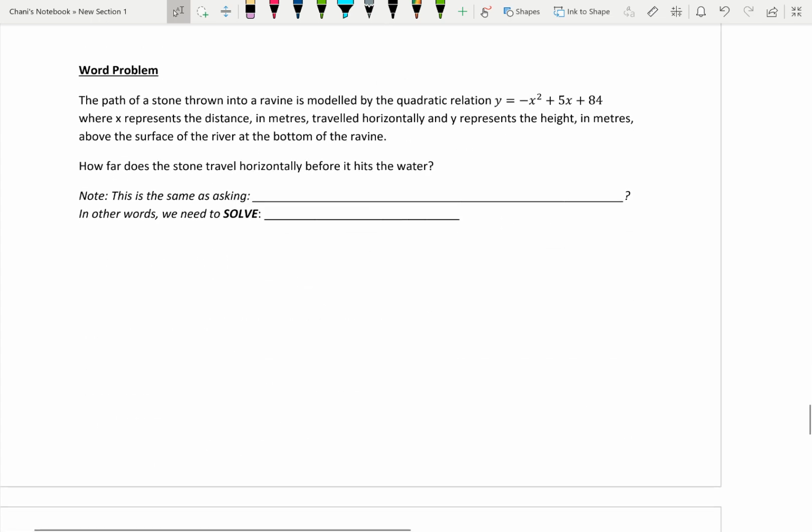Okay, so now after you've tried that, we're going to do two word problems that show you how this is useful. The path of a stone thrown into a ravine is modeled by this quadratic relation. Let's think about what this looks like. We can see relatively easily that our y-intercept would be 84. So that means you're 84 meters into the air and they threw this stone, maybe underhanded, it went up and then came down. It hit the water.